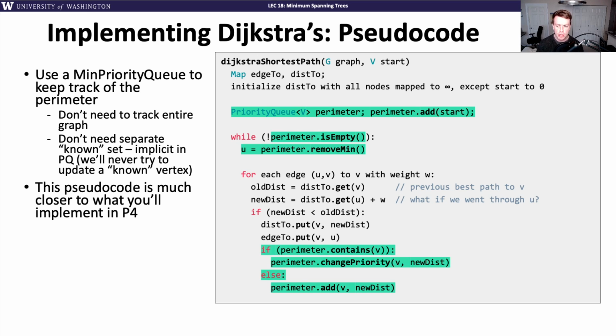And in order to have a data structure that efficiently manages a bunch of elements and gives each one a priority, maybe based off the distance, we wanted to use a priority queue. So Dijkstra's algorithm just uses a priority queue, and it's updating all of the nodes in the perimeter. Whenever it finds a new node, it adds it to the perimeter. If it finds a shorter path to a node in the perimeter, then it updates it, calling change priority. And once we've removed something from that perimeter, we're marking it as known. And so then we know the shortest distance to that node.